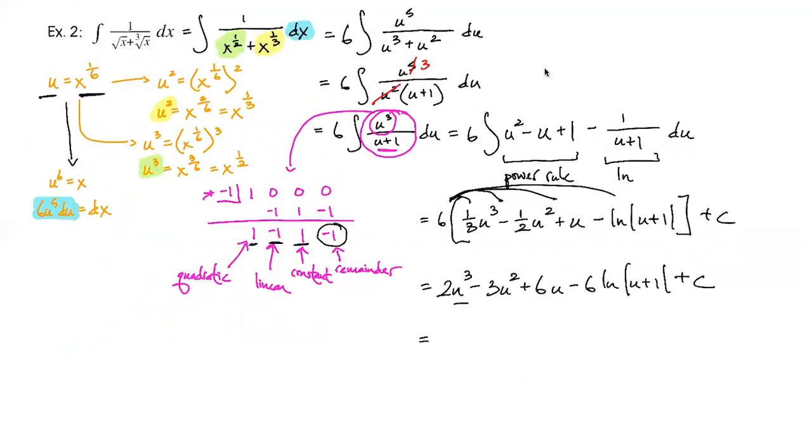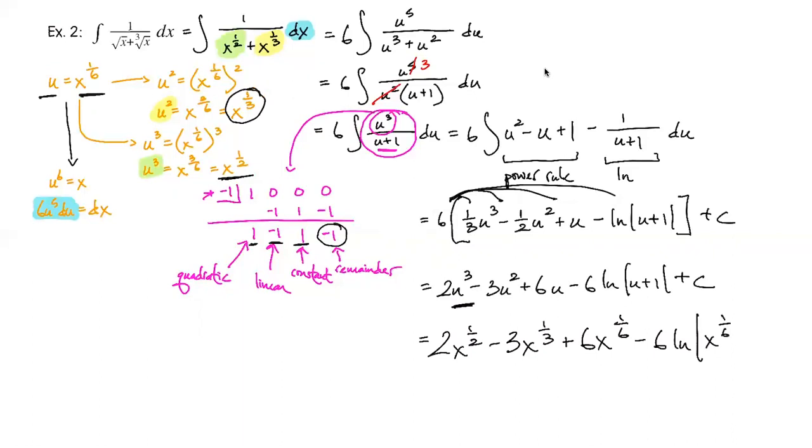Now, I could also say that this u cubed is x to the 1/2, right? We solved that earlier. So instead of 2u cubed, it's going to be 2x to the 1/2. And the other way we can say u squared is x to the 1/3. So 3x to the 1/3 plus 6, instead of u, it's x to the 1/6, minus 6 natural log of x to the 1/6 plus 1 plus c.